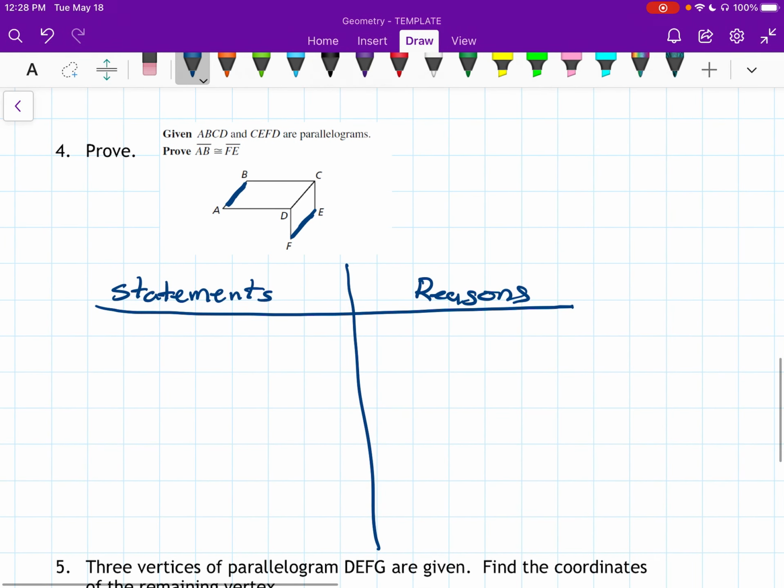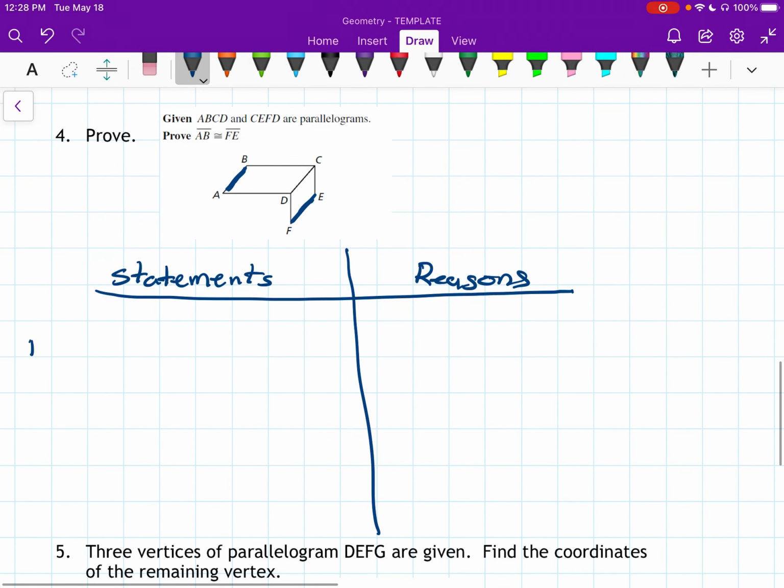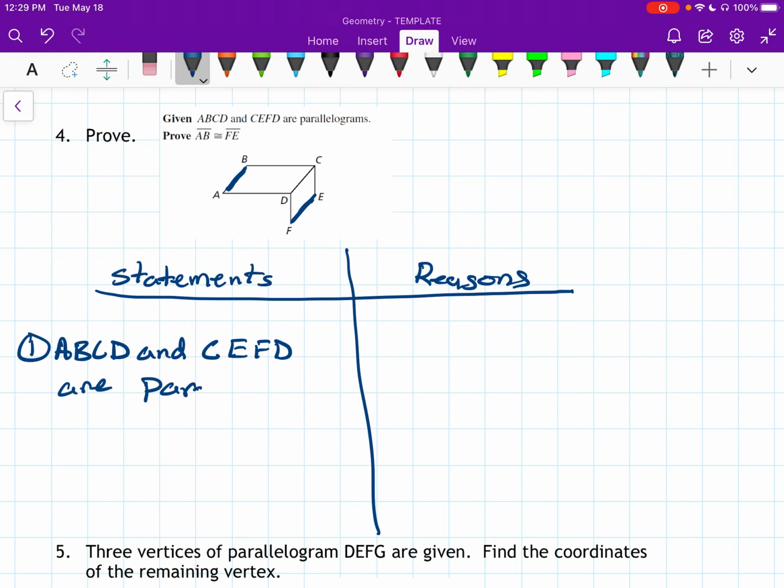In a statements and reasons proof, we always start off by listing what was given. So I'm going to say, well, number one, given is that ABCD and CEFD are parallelograms. Okay, that's my statement. And then in the reasons column, I have to say, how do I know that? Well, that's given. So I can just say that it's given.